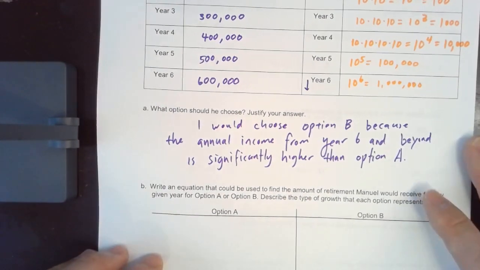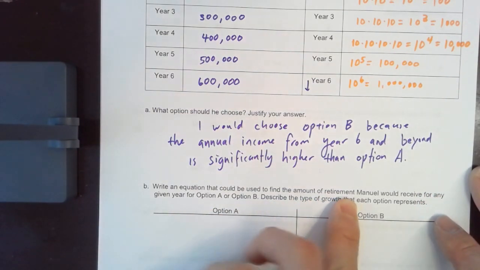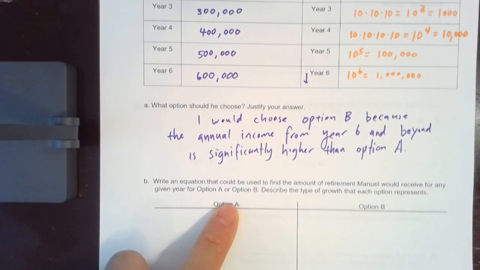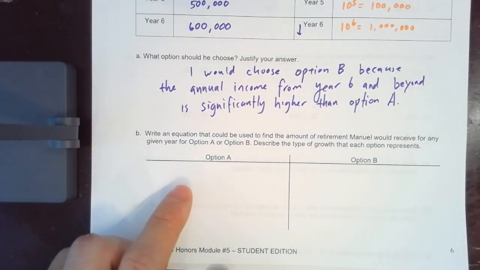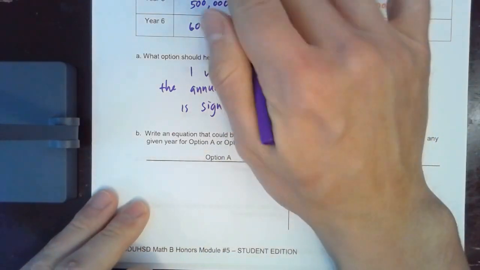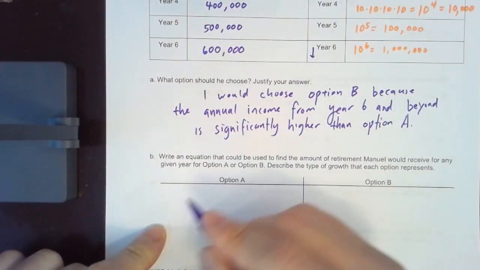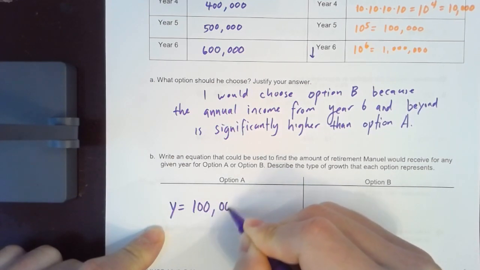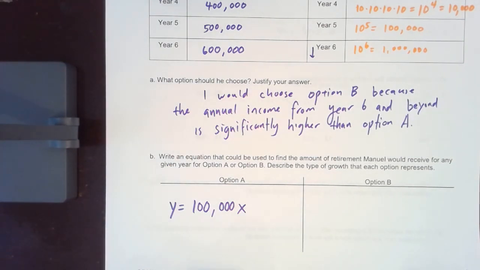So let's go to letter B. It says, write an equation that could be used to find the amount of retirement Manuel would receive for any given year for option A and for option B. They kind of want you to write the equation, and we know how to write that, right? If you look at option A, you can see that he's gaining about $100,000 per year. So we know that that's linear, and we can go ahead and write that as y is equal to 100,000x, where obviously x is the number of years since his retirement, right?